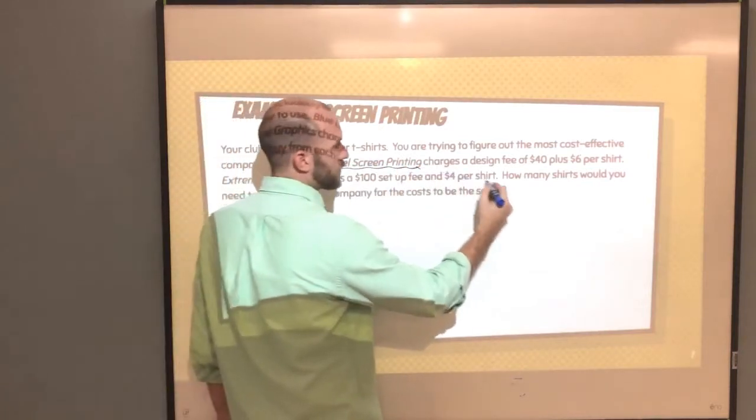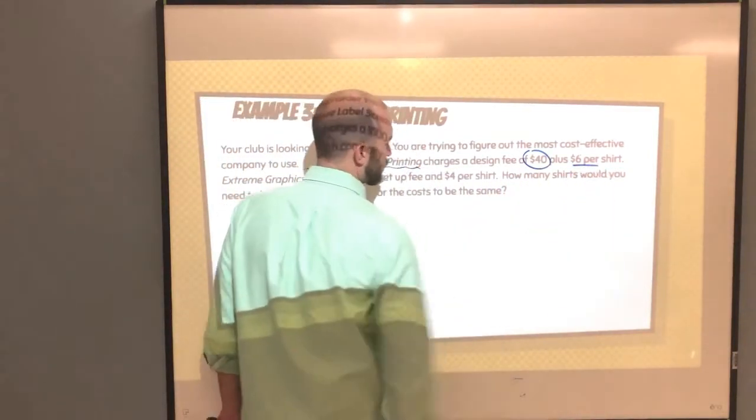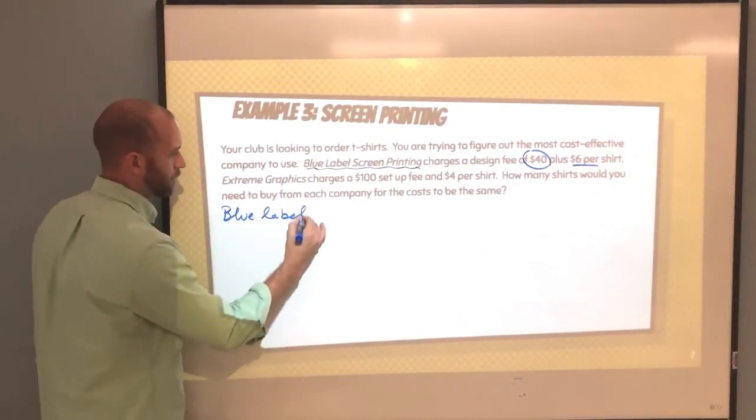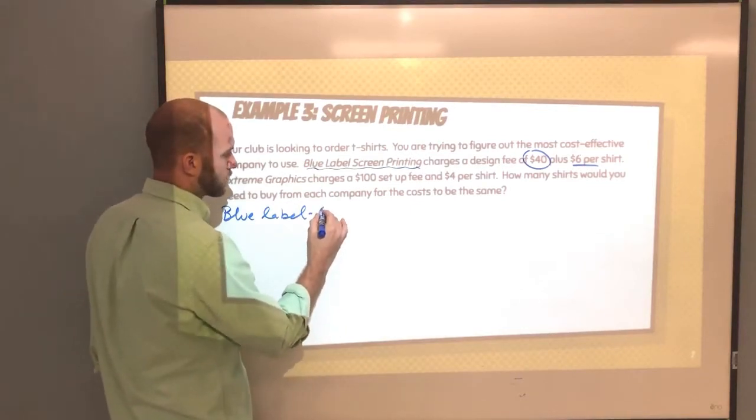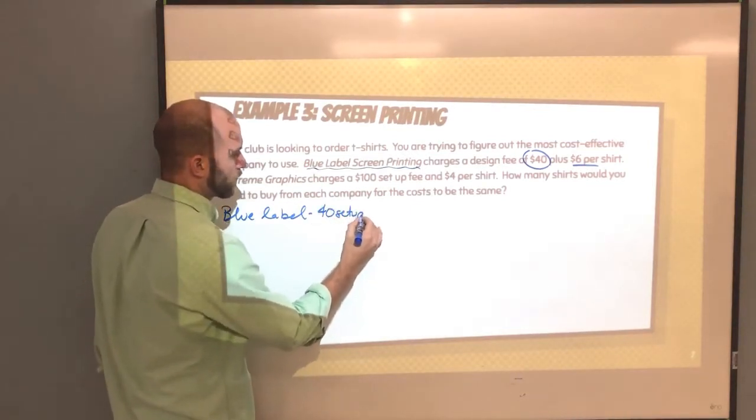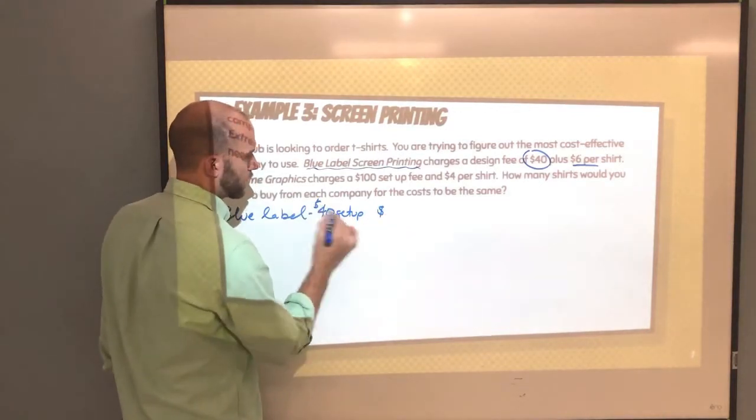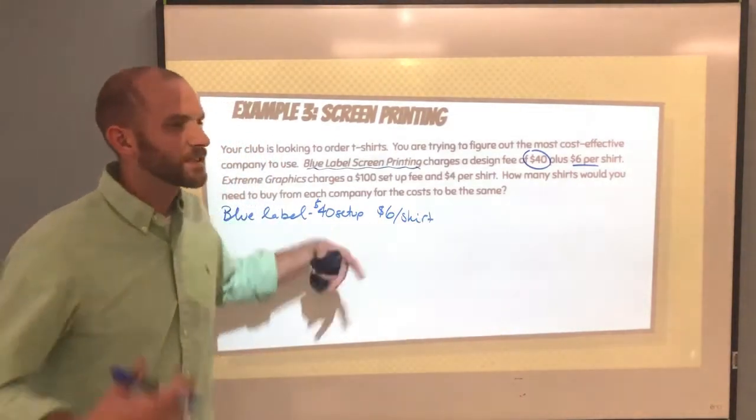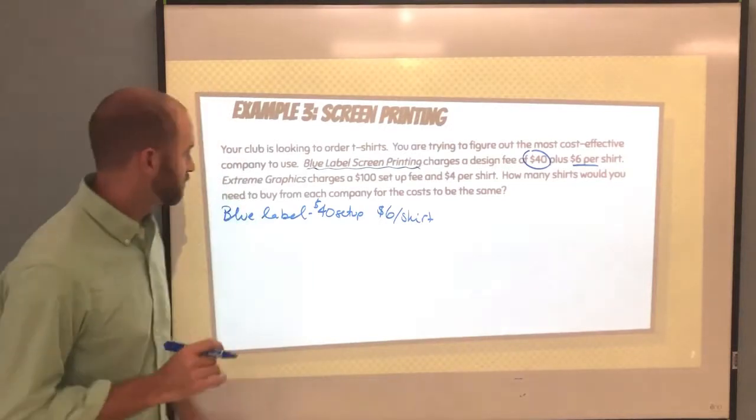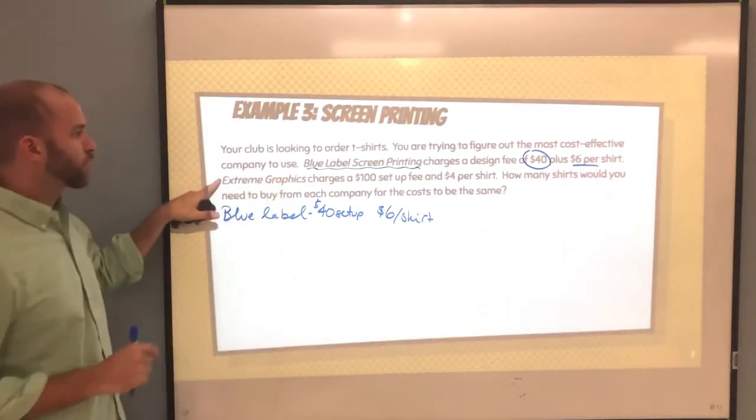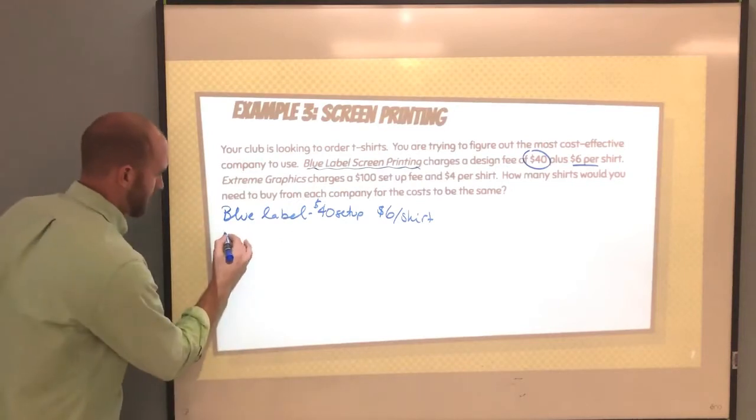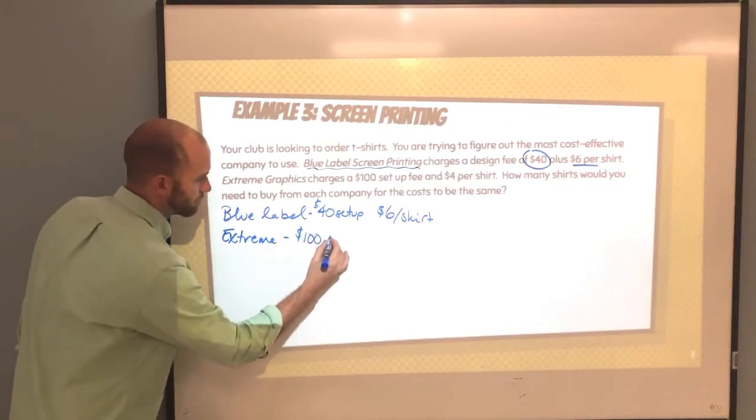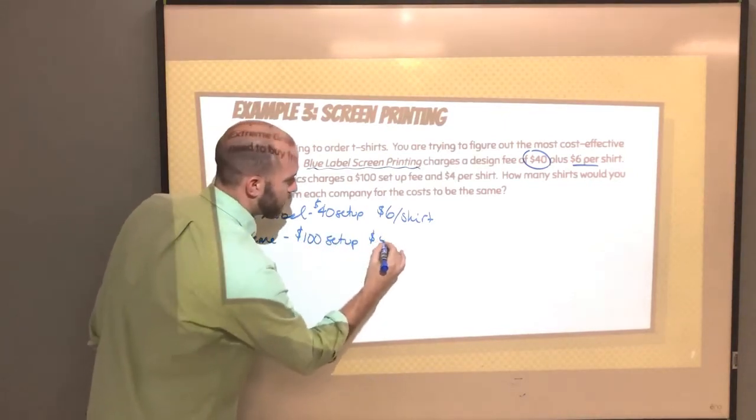So we've got Blue Label. There's a fee of $40 plus $6 per shirt, okay? It's $40, and there's $6 per shirt. Now when we see a unit like this, $6 per shirt, that makes me think slope, okay? In this second company, Extreme Graphics, there's a $100 setup fee, but they're only charging you $4 per shirt.